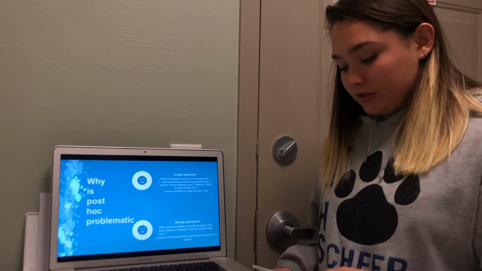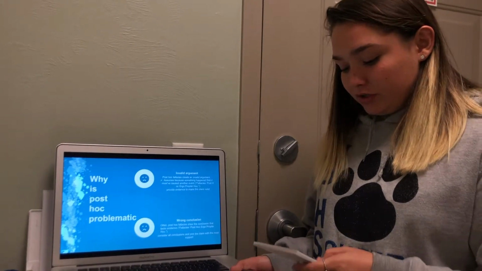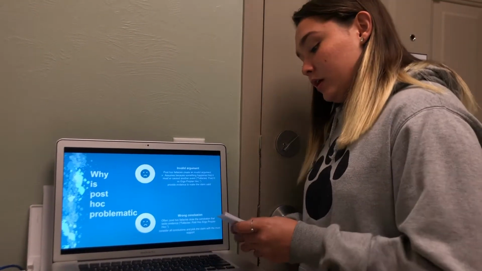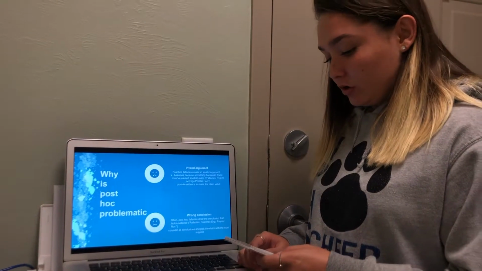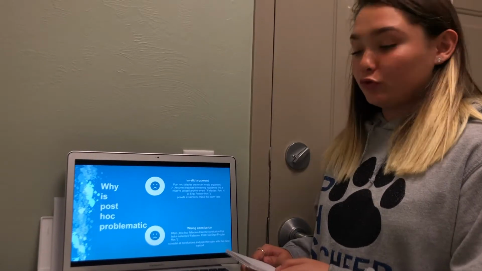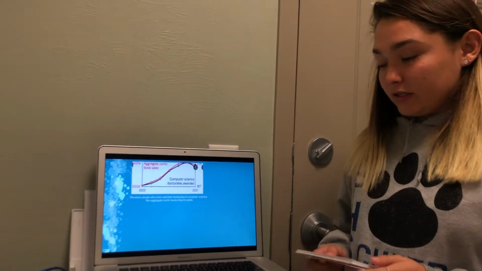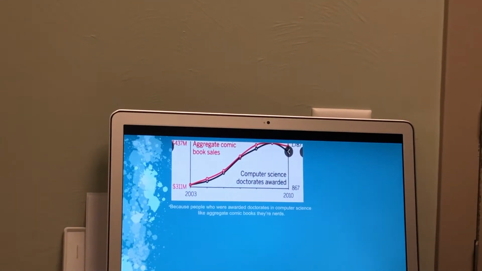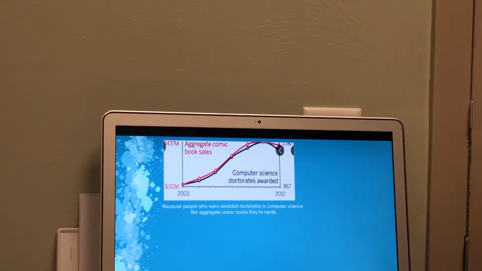Often post hoc fallacies draw a conclusion that lacks evidence. In order to fix this problem, we must consider all conclusions and pick the claim with the most evidence and the strongest support. In this example, we're going to determine post hoc fallacy using a graph.